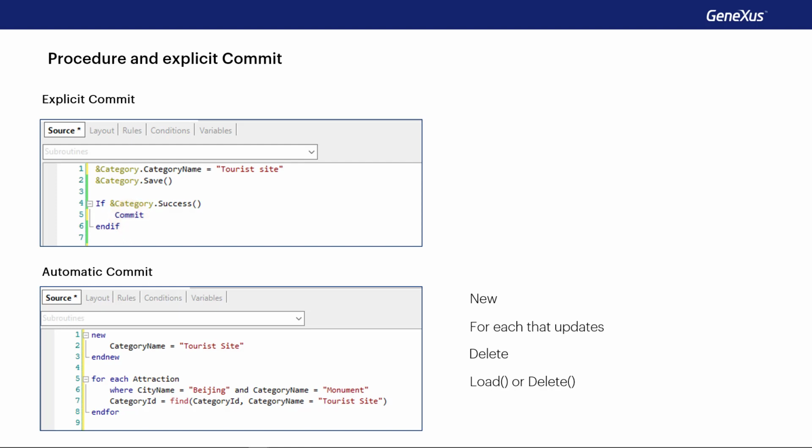As we've just said, if within the procedure code there's a new, for each that updates, deletes, or even a load or delete method, in any of these cases, it wouldn't be necessary to explicitly write the commit. If we only have this code in our procedure, we'll have to add it explicitly.